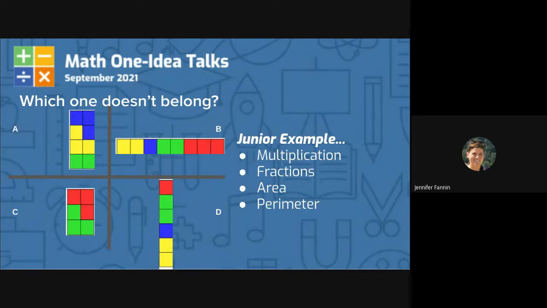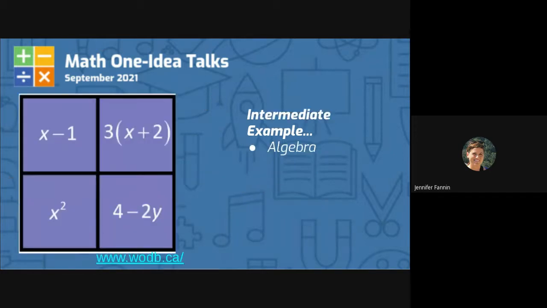Here's another which one doesn't belong, which actually is quite rich because of the different colors. I created this one just using a simple virtual manipulative. This one went in the directions of we ended up talking about multiplication, fractions, area, perimeter. Quite a lot of different topics came out of this discussion. Here is an intermediate example, which you could use to discuss topics around algebra.